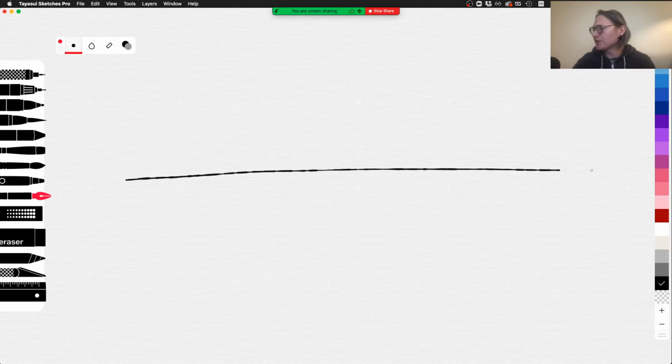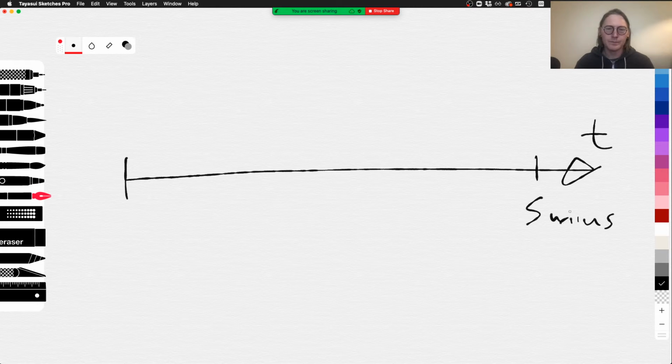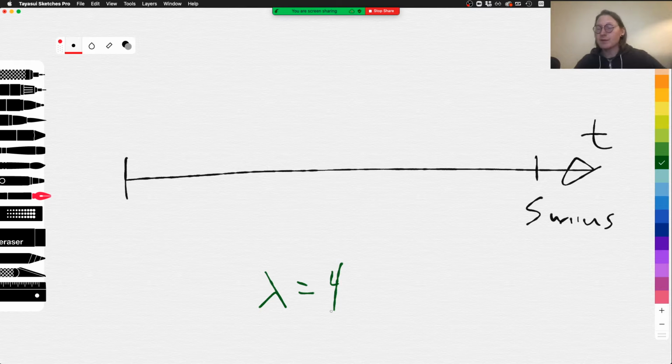Let's use time. I think time is easy to think about. If we have 5 minutes, and in 5 minutes we expect to see 4 events, right? So that's a lambda of 4 in 5 minutes. Then we can start thinking about the way that those 4 events are spread across the 5 minutes.